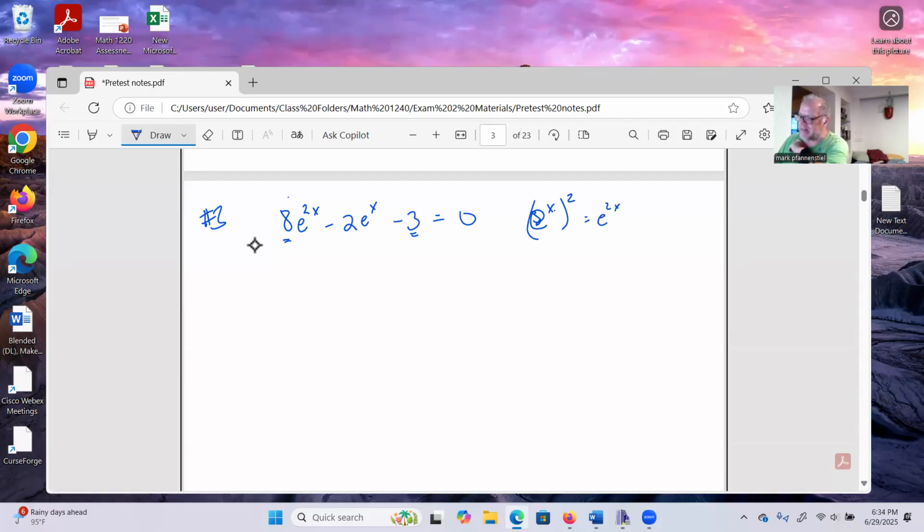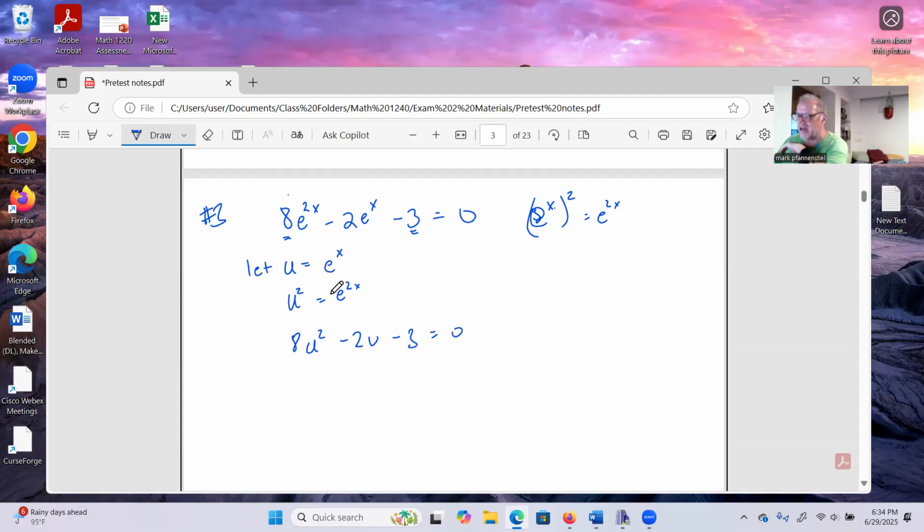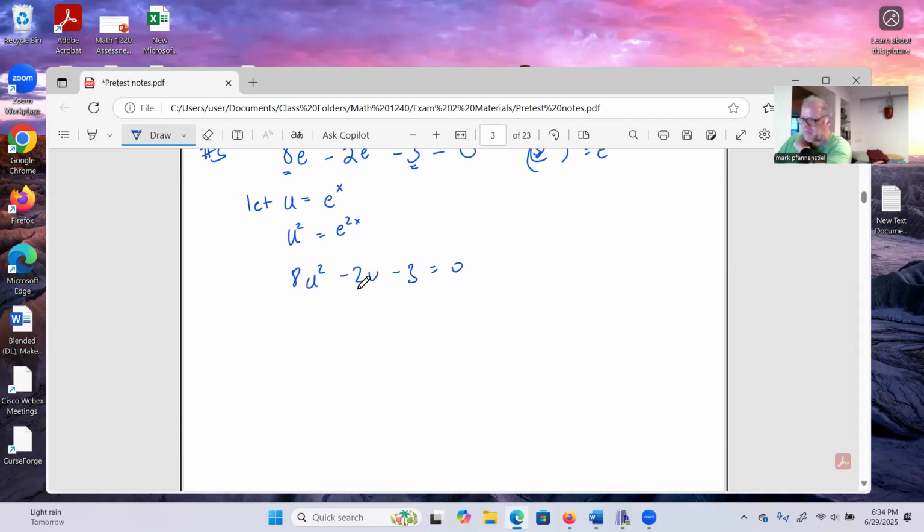So if I made this really easy and said, okay, let's make a substitution, let u equal e to the x. Then, because of our choice, we would know that u squared equals e to the 2x. And I said, okay, let's solve 8u squared minus 2u minus 3 equals 0. You say, wait a minute, this is a quadratic. We did this in college algebra 1. But yeah, it's just a little bit of extra twist on it.